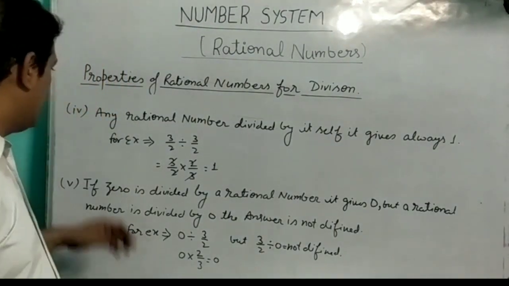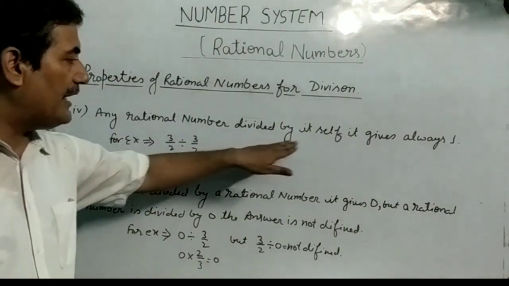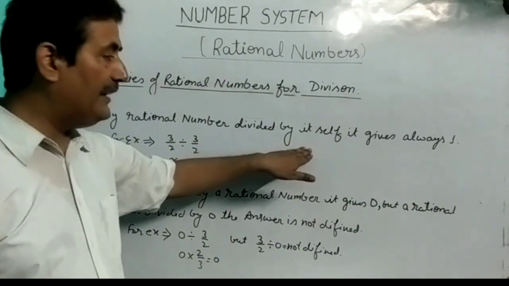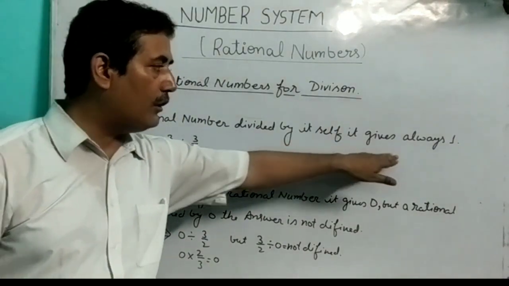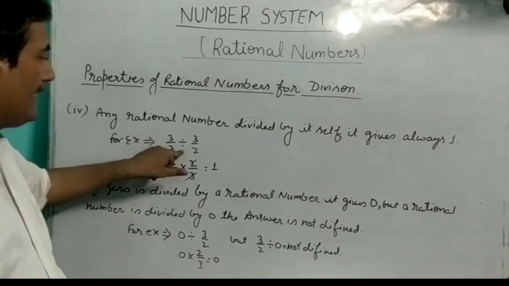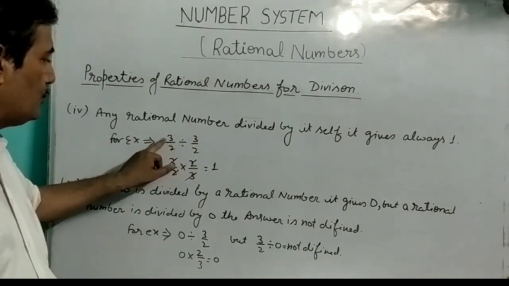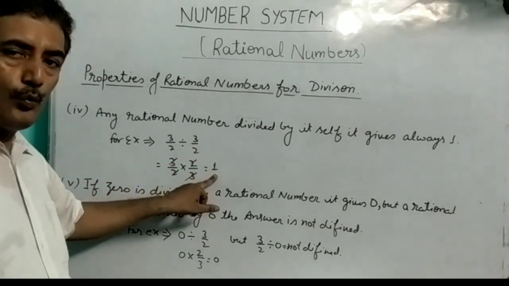The next property is any rational number divided by itself. If any rational number is divided by itself, it always gives 1. For example, 3 by 2 divided by itself means 3 by 2 divided by 3 by 2. The resultant answer is 1.